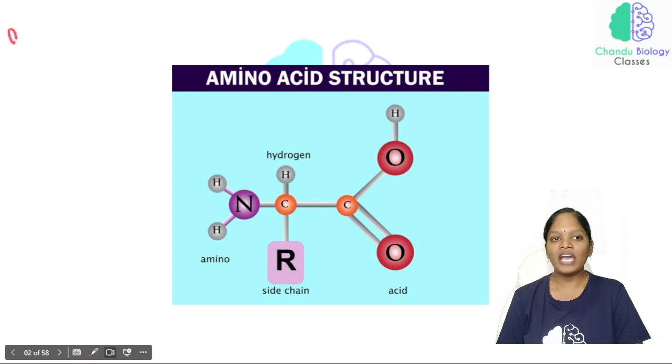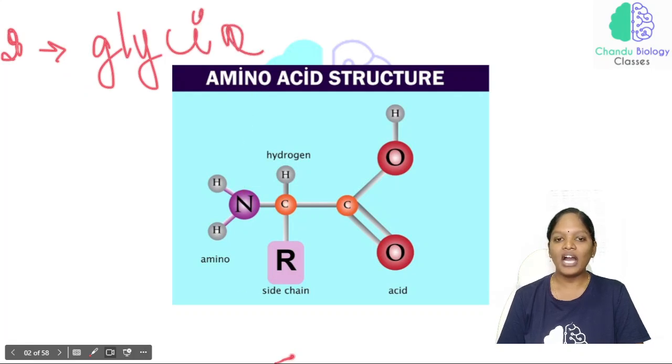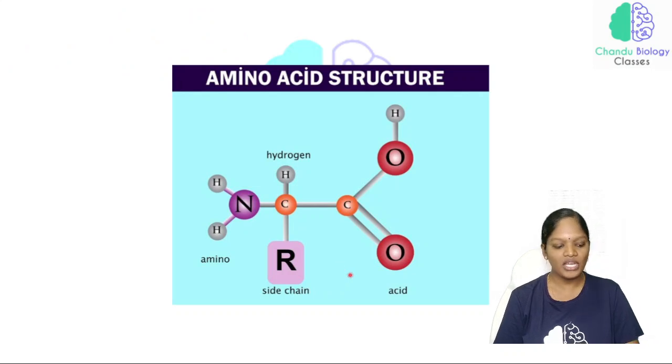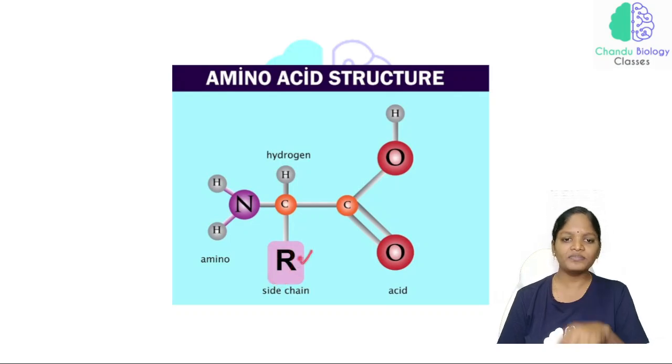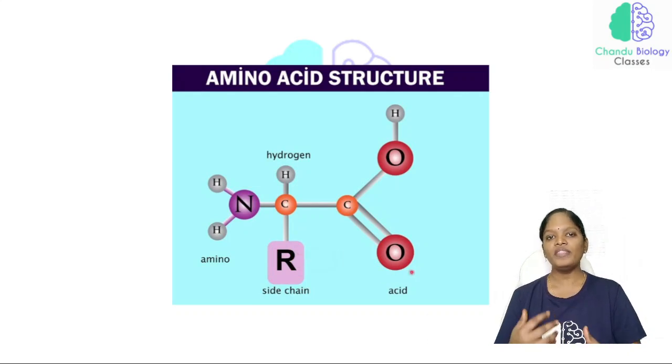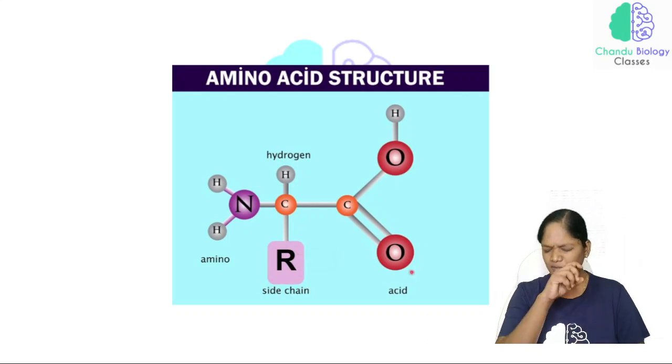So this is the basic structure of an amino acid. Among the 20 amino acids, the best example is glycine. In glycine, if the R is replaced with H, then we call this amino acid glycine. And if the R is replaced by a CH3 group, then we call this amino acid alanine.